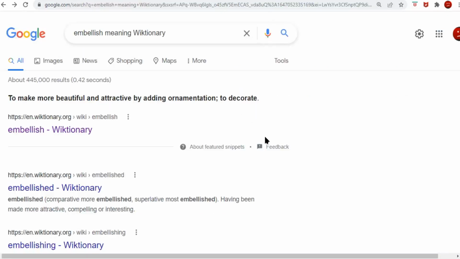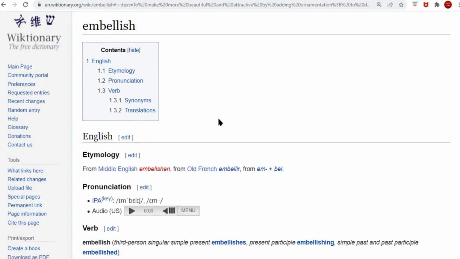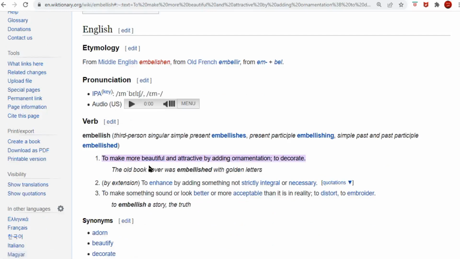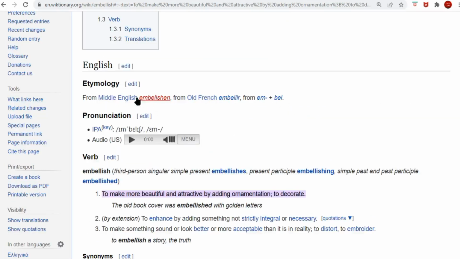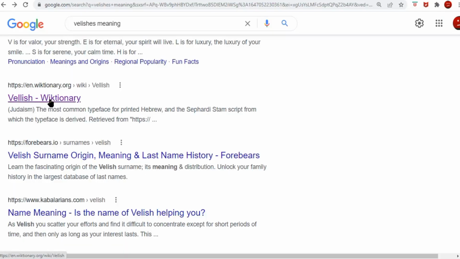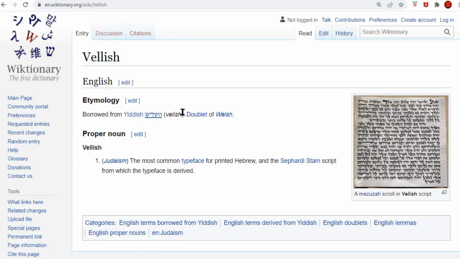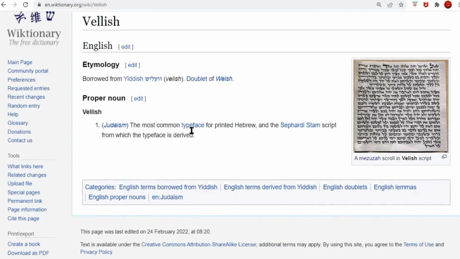And they'll say this embellishes is meaning to make more beautiful and attractive by adding ornamentation to decorate, having read the embellishes. And they'll say it comes from the old French embellir. But it's plain to see the word embellishes coming from Judaism, the most common typeface for print of Hebrew.